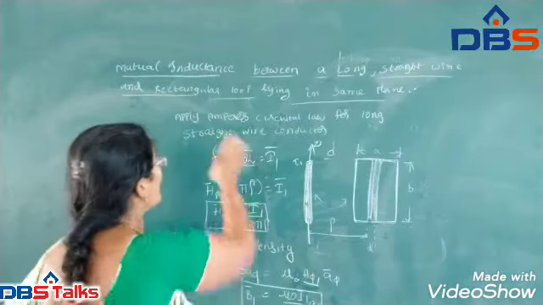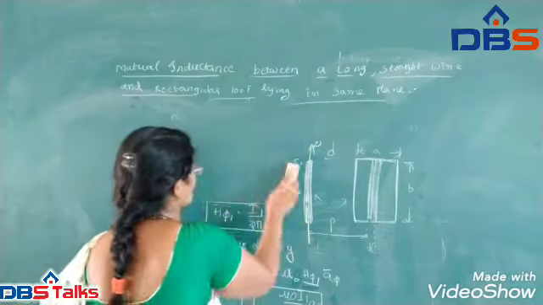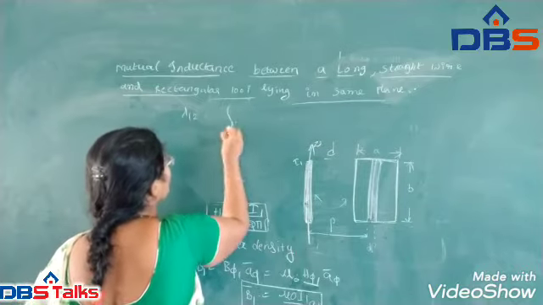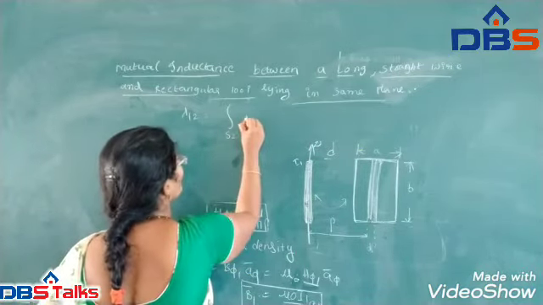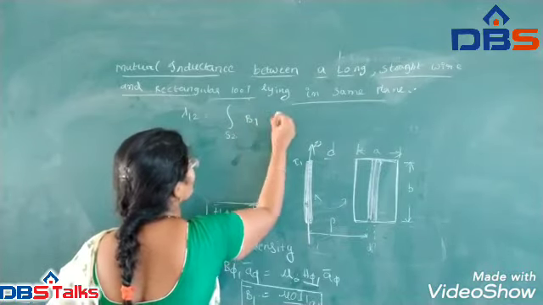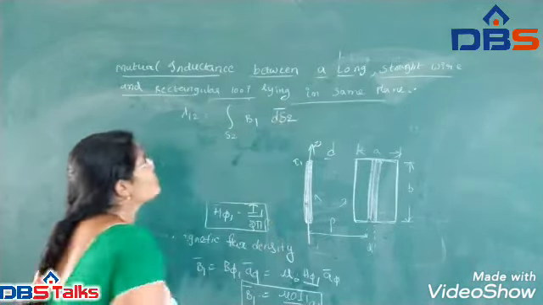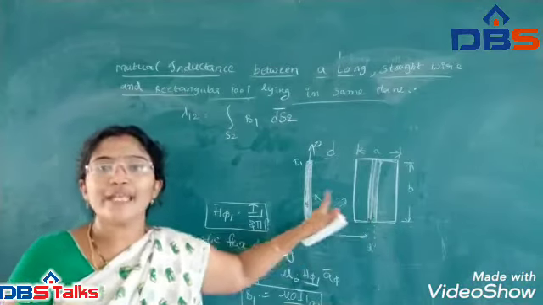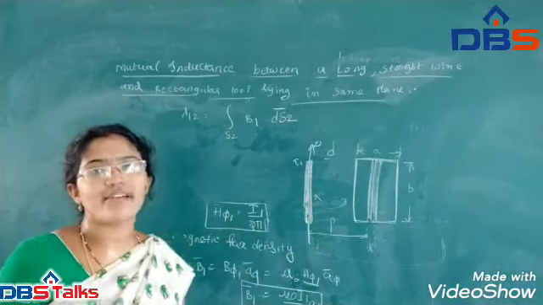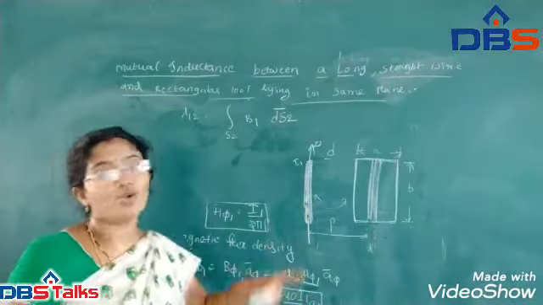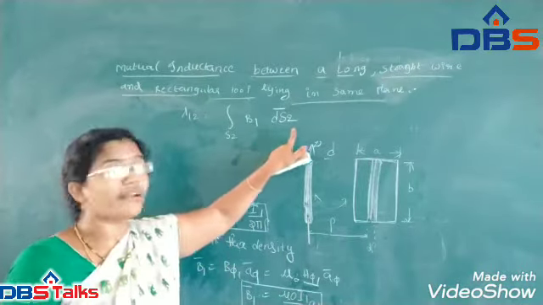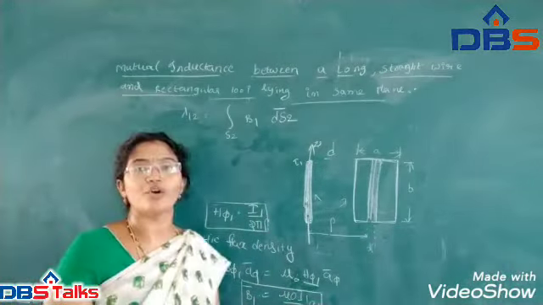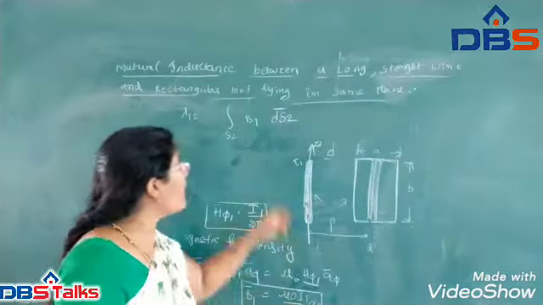So the flux linkages lambda 12 is equal to the integration over S2 of V1 bar dot ds2. That is the flux linkage produced in the rectangular loop due to the long straight wire conductor. So lambda 12 is equal to the integration over S2 of V1 bar dot ds2 bar. Already we have V1 is nothing but mu naught I1 by 2 pi rho. Now you have to substitute this formula in this equation.